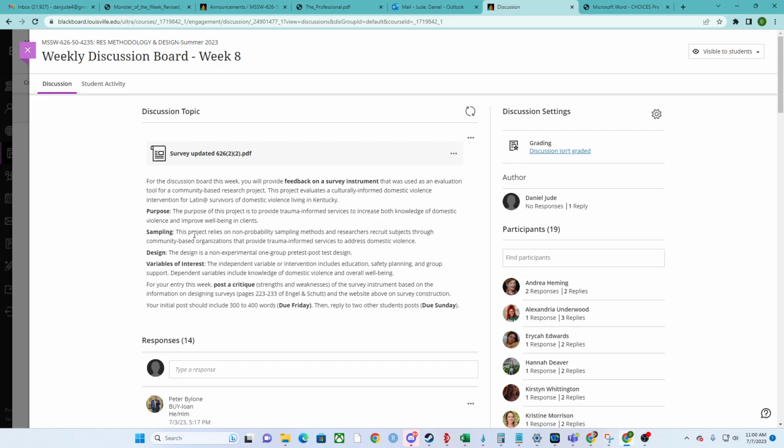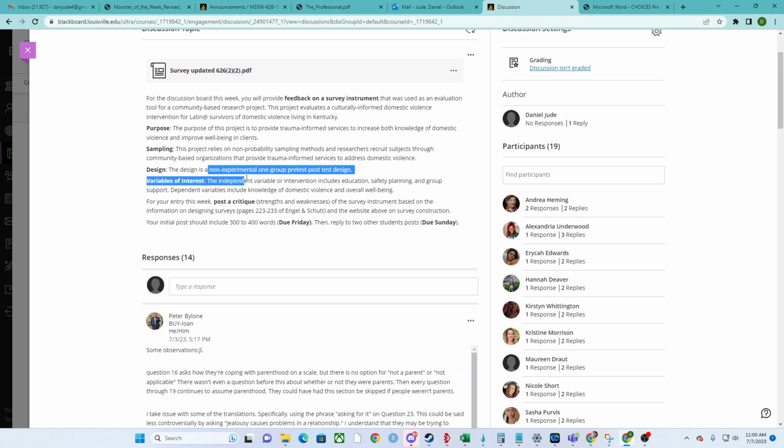So the sampling explains that these are community-based organizations. Because the survey respondents were clients of trauma-informed services, most of the people taking it are going to have some sort of trauma involved. It's a non-experimental one-group pre-test, post-test design. So there's a pre-test, where you take a survey, and then there's a post-test, where you take a survey again to see if there are any results after the intervention. The pre-test is probably what you see on the survey. Then the post-test comes after the intervention, whatever the intervention is, and asks the same questions to see if the answers change.